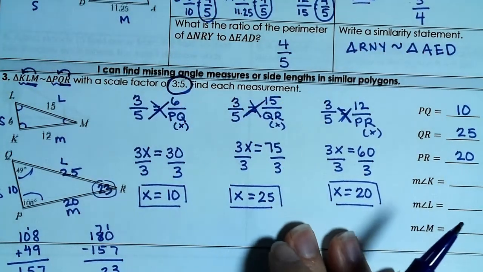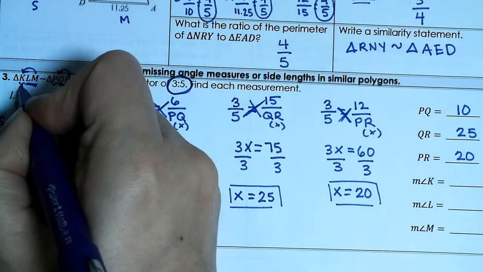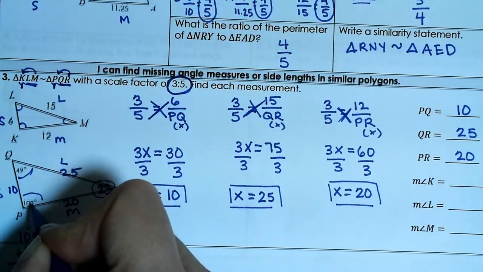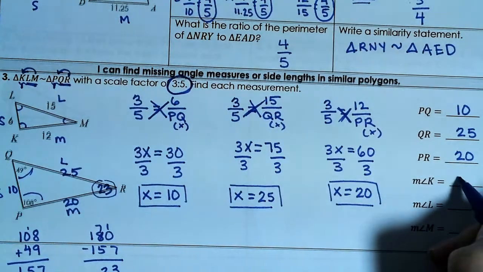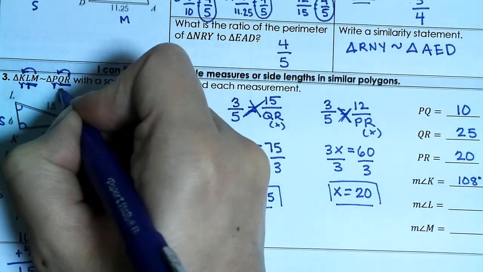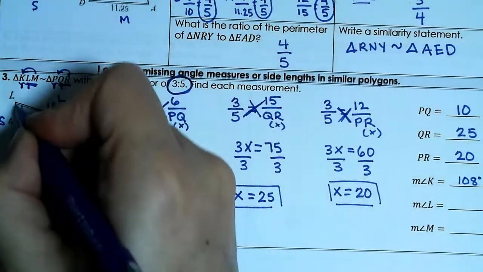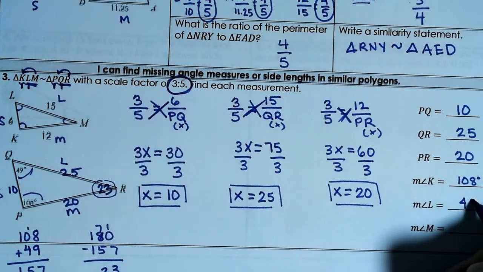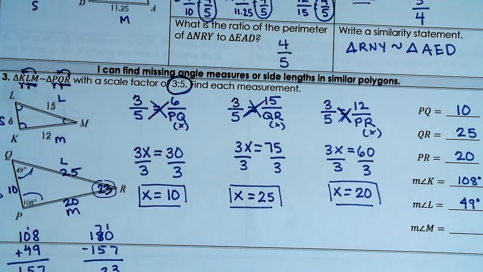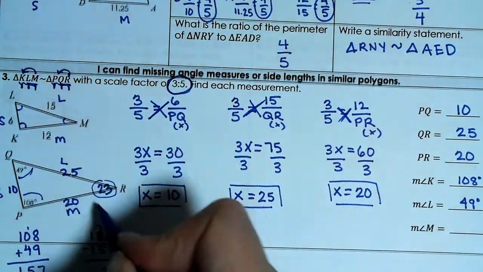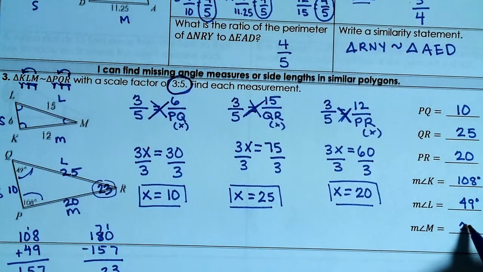So using my similarity statement, I know that angle K matches with angle P. So if angle P is 108, angle K is also 108. Angle L is going to match with angle Q. So if Q is 49, that means L is 49. And M is going to match with R. So if R is 23, that means M is 23 degrees.